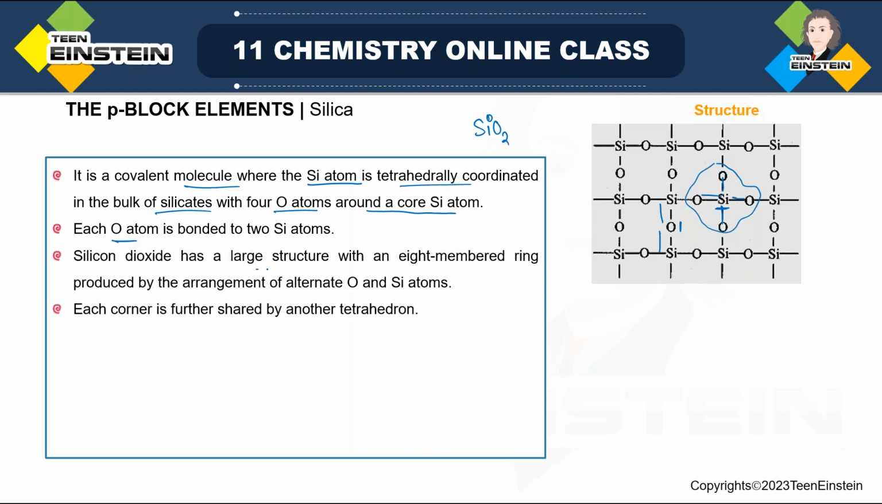So silicon dioxide has a large structure, and the ring that we have is an 8-member ring, with a total of 4 silicon atoms and 4 oxygen atoms, and each corner is further shared by another tetrahedron. So if it is one tetrahedron, then another tetrahedron is on the left hand side and also the right hand side. So all these tetrahedrons are linked to each other. Okay.